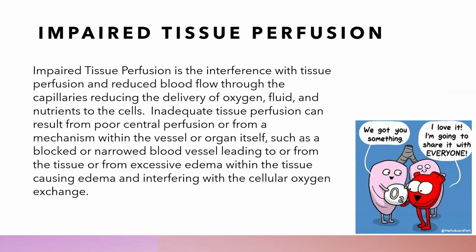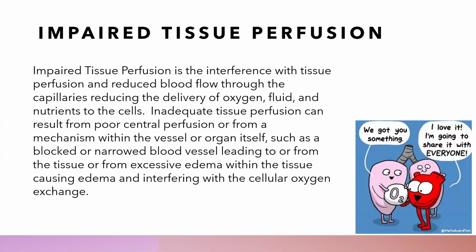So inadequate tissue perfusion results from poor central perfusion or from a mechanism within the vessel or organ itself, such as a blocked or narrow blood vessel. That can cause excessive edema within the tissue, and that edema is going to interfere with the cellular oxygen exchange. So then we don't get the CO2 picked back up, we don't get oxygen to the tissues, and then we get different colors of the skin and different colors in our capillary refill. The refill will not be brisk. So those are very important things for us to notice.